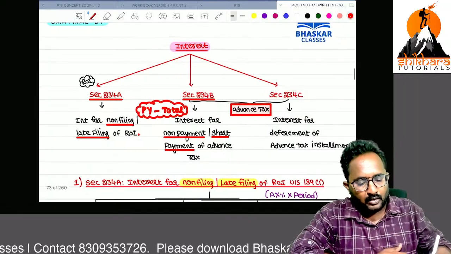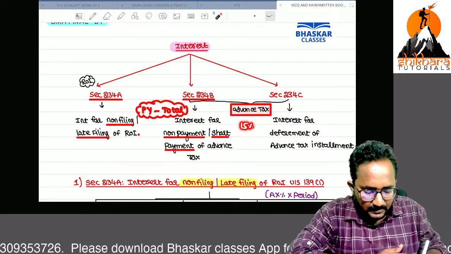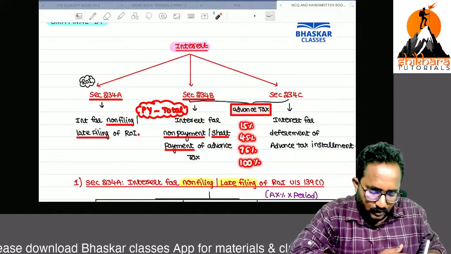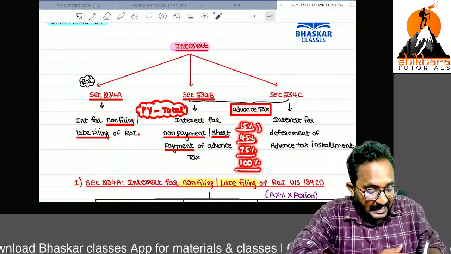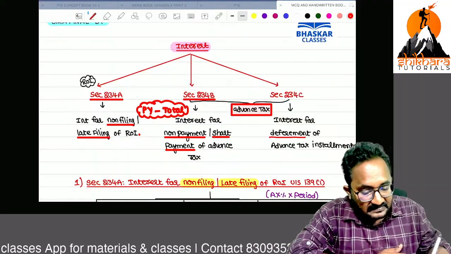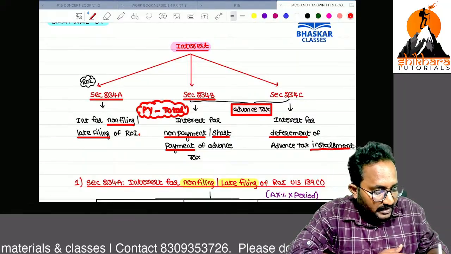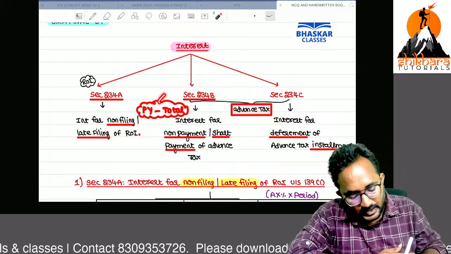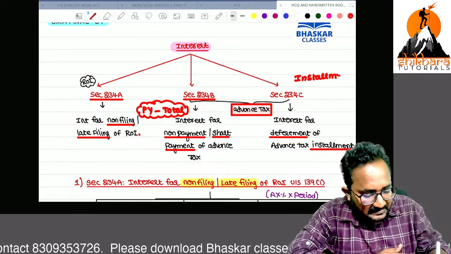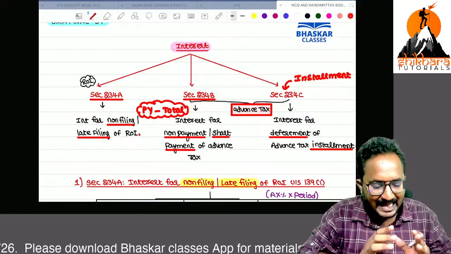Next, installment wise you have to clear certain percentages of the advance tax liability: 15%, 45%, 75%, 100%. If you deferred any installment, if you paid a lesser amount or did not pay any installment at all, we have to calculate interest installment wise. That is 234C. If you verify the previous year in total, that is 234B; if you calculate the deferral-related interest installment wise, that is 234C. First, you should know the difference between 234B and 234C.